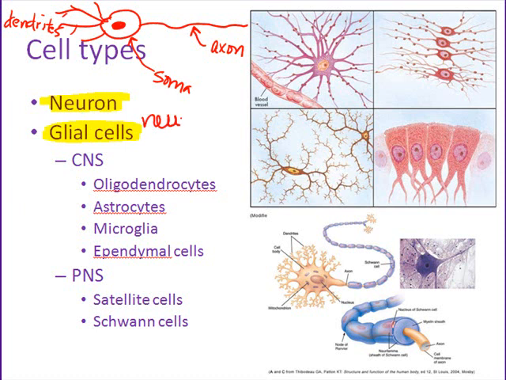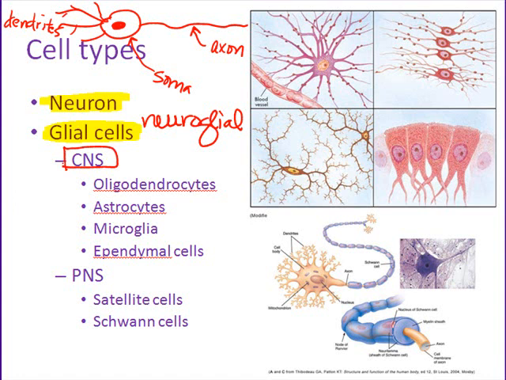These account for about 90% of all of the cells that are found in the nervous system. They are far, far more common than neurons. They also happen to be usually much smaller than neurons. Now, there are different types of glial cells depending on which portion of the nervous system we're looking at. If we're looking at the central nervous system, which includes the brain and spinal cord, there are four main types of glial cells found there.